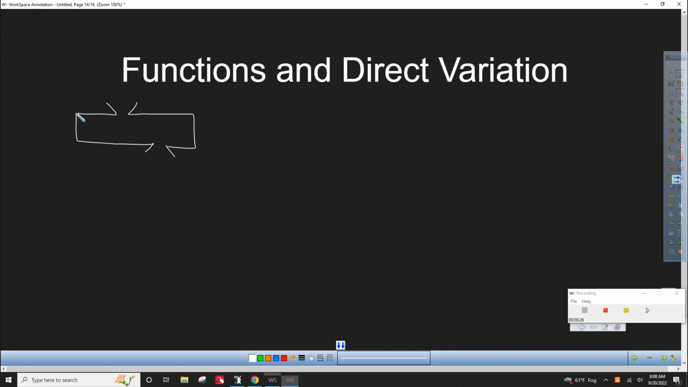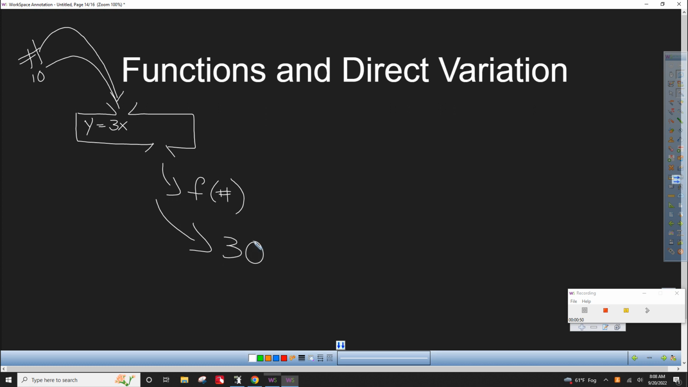out of it. So you put a number into it, and then it does something to that number. Okay? So what if this was like y equals 3x? Well, if you put a 10 into this thing, it spits out a 30, okay? And every time you put a 10 into it, it has to spit out a 30. So it has to be reliable.